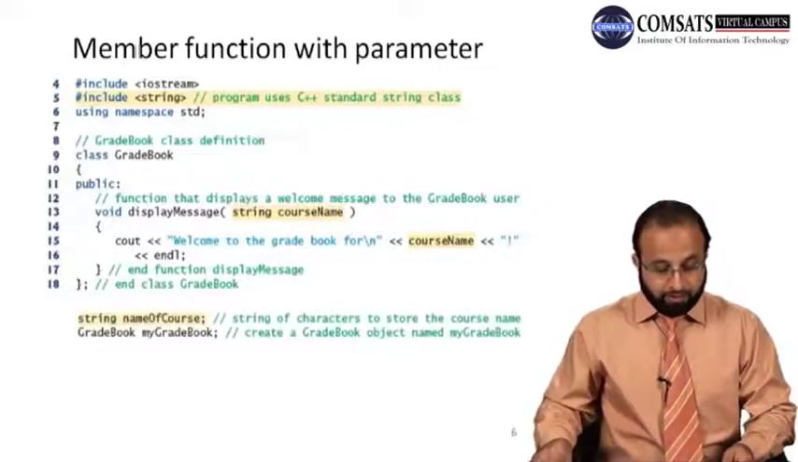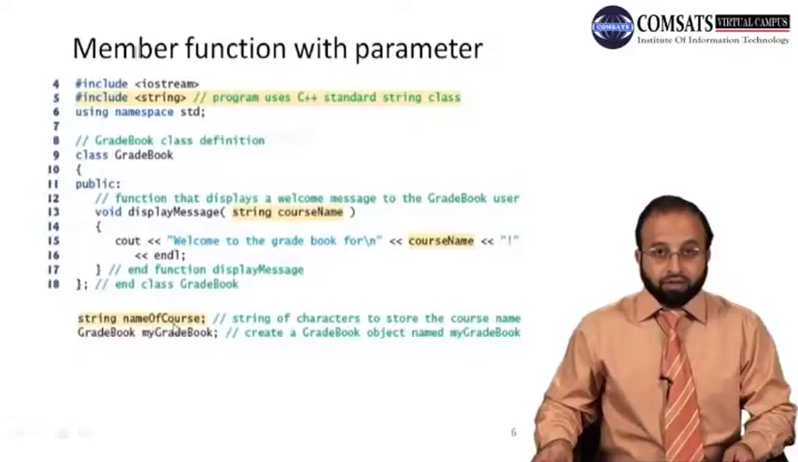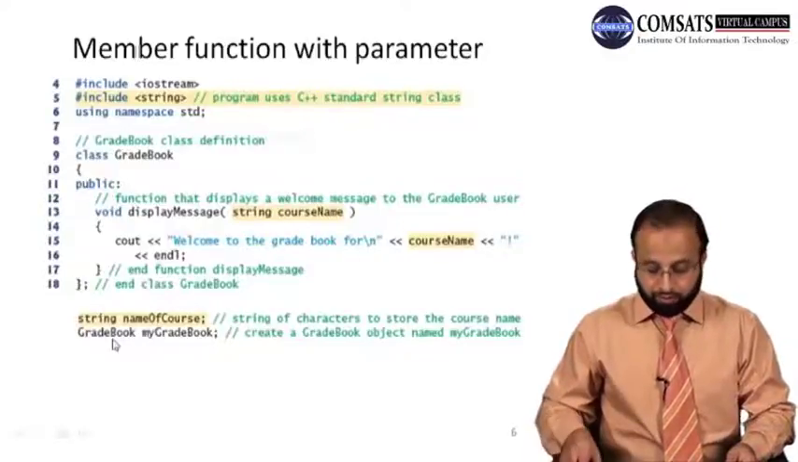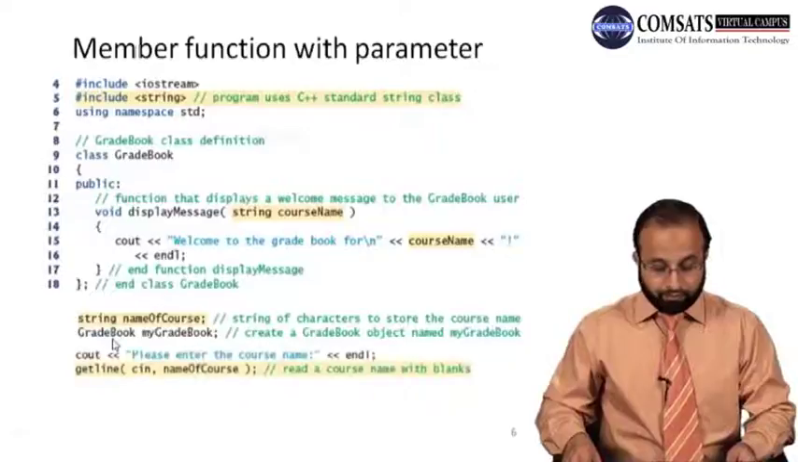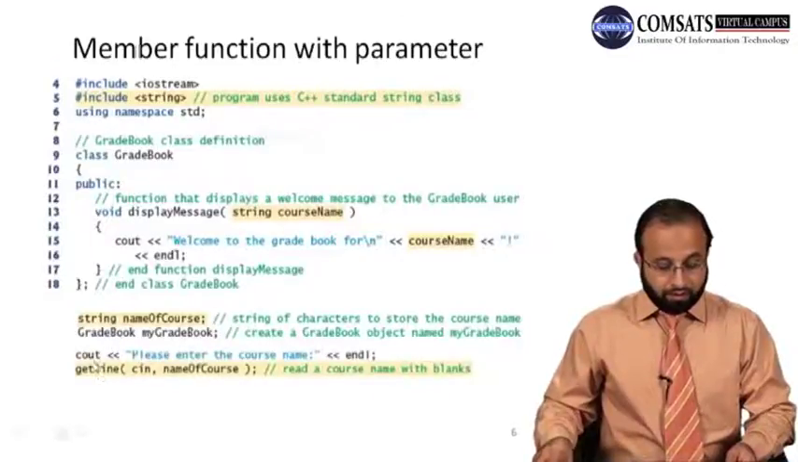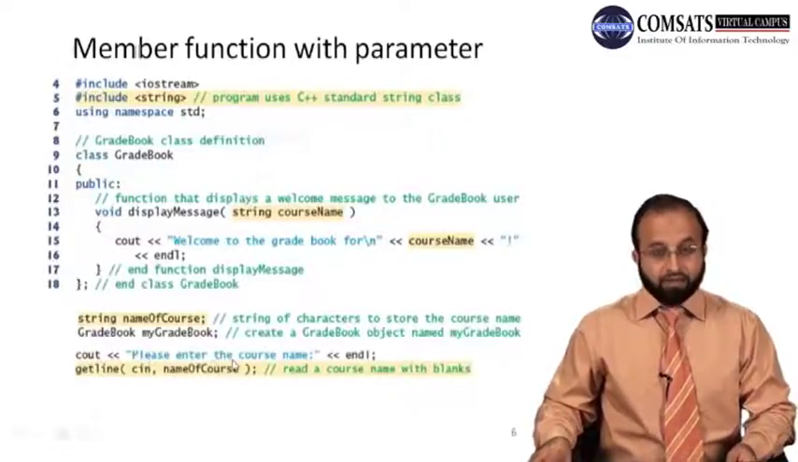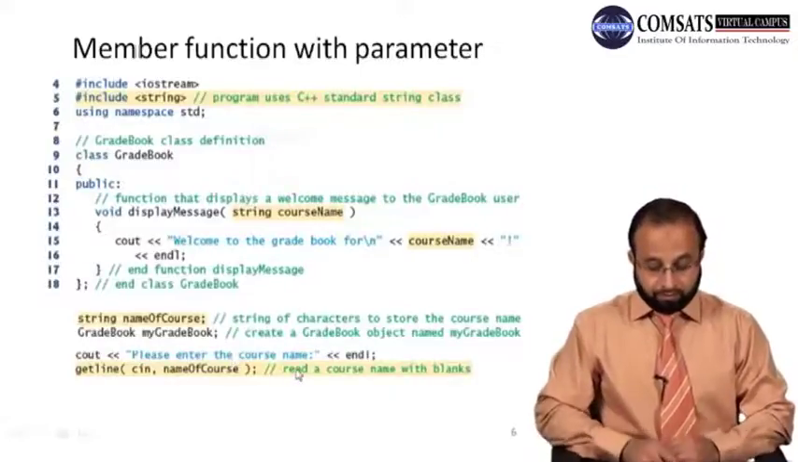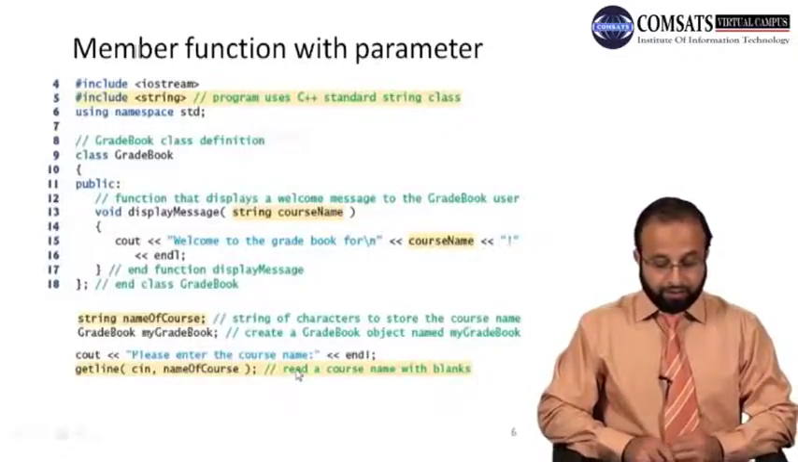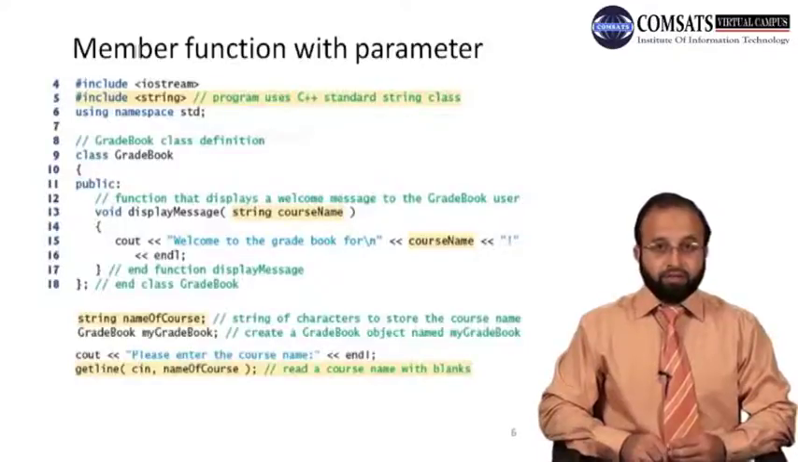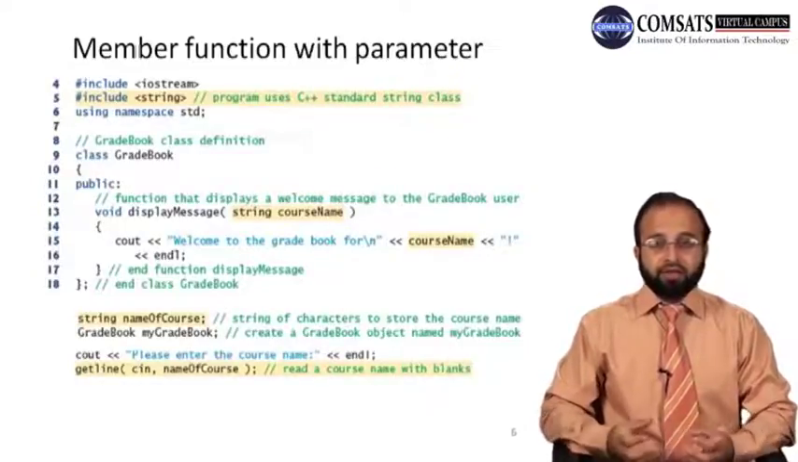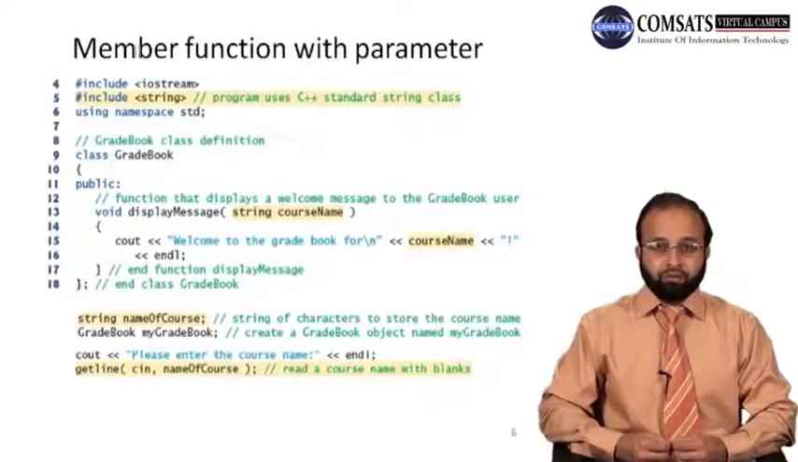So now in the main, what is happening: you create an object, name of the course, a string type object, then you create a my gradebook object whose type is gradebook, and then you display the message, please enter the course name. Then there's a function getline. So I told you before that cout is used to display something on the screen, and cin is used to read some values from the user.